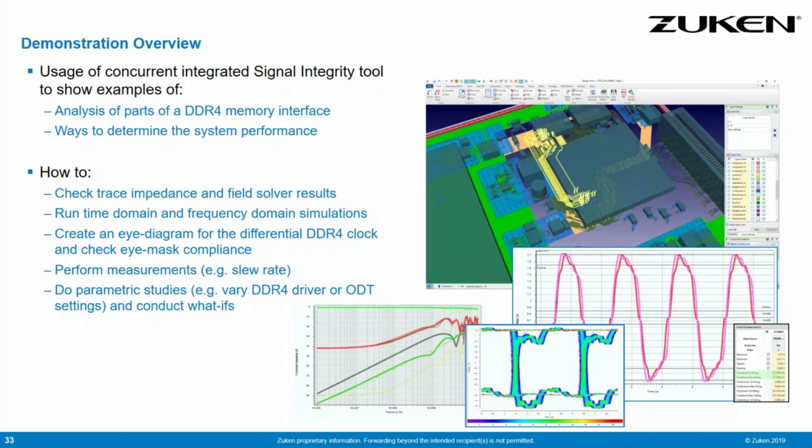So this will now turn me to the demonstration part of this webinar, where I would like to use as demonstration vehicle a design comprising an Arria FPGA, 2 DDR4 memories, and different PCI Express links. And I would like to show how impedance can be checked, how the field solver results can be used to figure out whether you do comply to impedance rules or not, how to figure out what is the crosstalk behavior, to run a time domain and frequency domain simulation, and how to create in a fast manner an eye diagram for a DDR4 clock signal, how measurements can be performed, and what are the capabilities to do parametric studies like changing an IC or changing the on-die termination of an IC, and to conduct what-ifs in the sandbox editor.